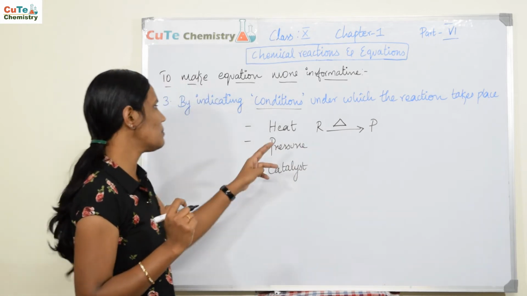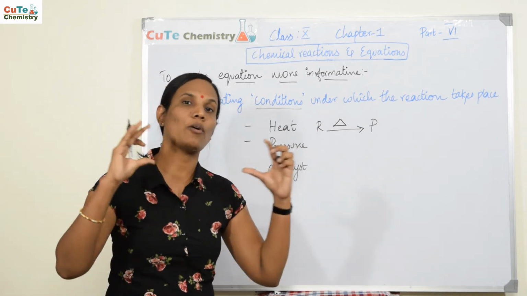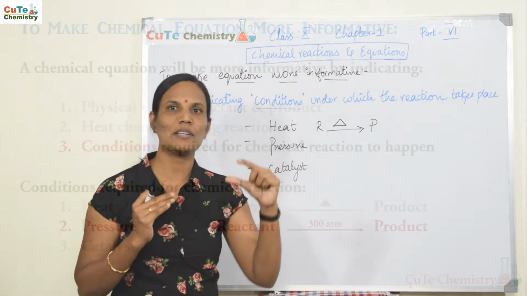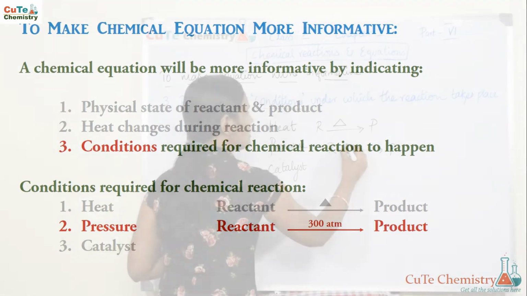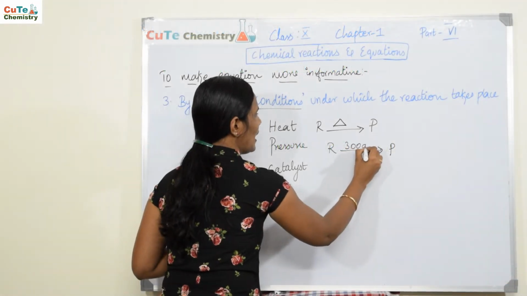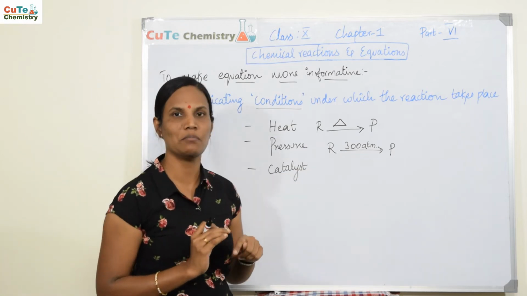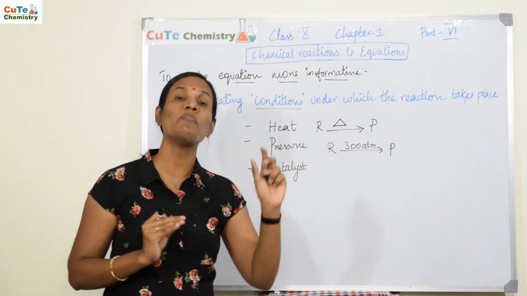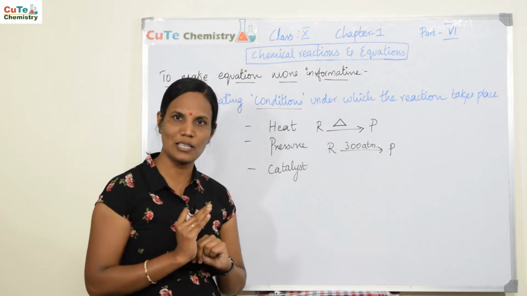The second one is pressure. Sometimes for some chemical reactions, it needs some required pressure. If we pressurize, then the reaction will take place. So that pressure also should be mentioned on the reactant that will give product. For example, if it is 300 atmospheric pressure, then we mention it as 300 atm. That shows that 300 atmospheric pressure is required for this reaction to take place. In this condition only the reaction will take place.